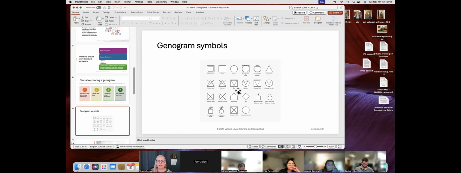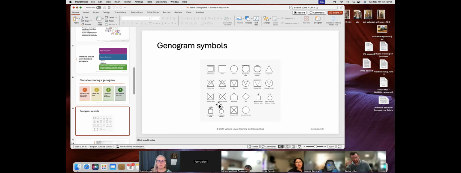Somebody who identifies as gay, identifying as male, has the male symbol with a triangle on the inside. Lesbian, a circle with a triangle on the inside. Bisexual, similar, with a dotted line for males, females, male and female. I'm sorry, bisexual is the dotted line on the inside.